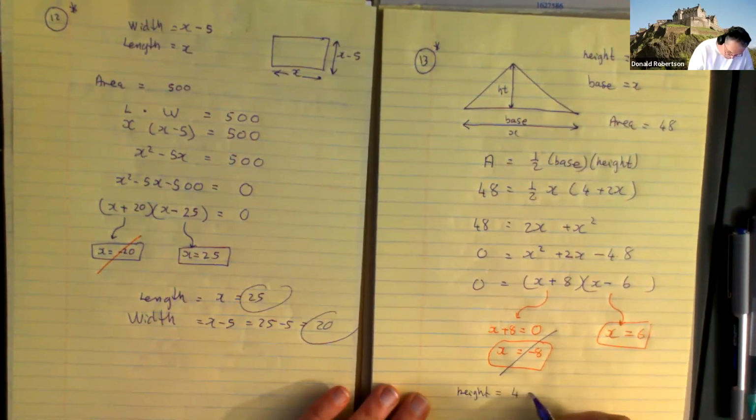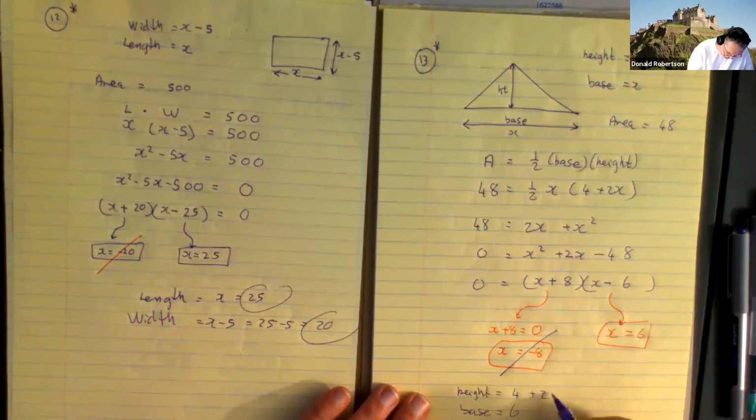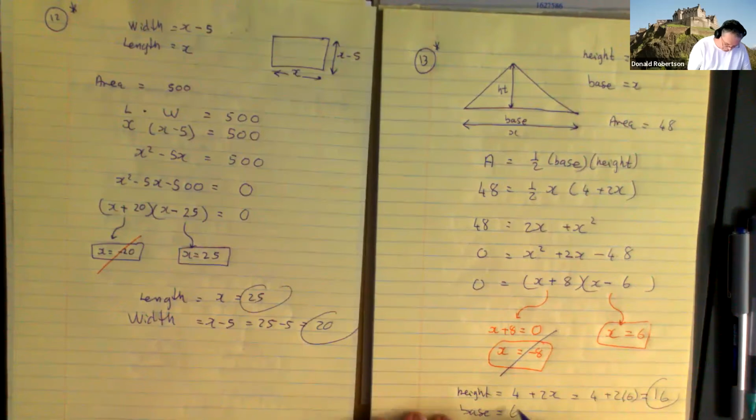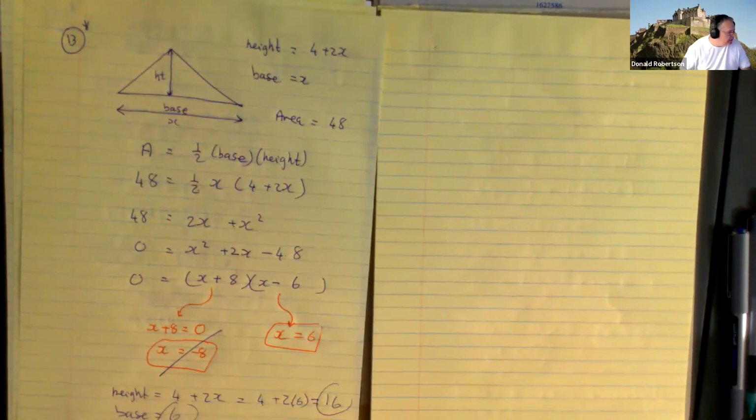And so I can now do the height, which is 4 more than twice the base. Well, I know the base is x, which is 6. And it's 4 plus 2x. So that's 4 plus 2 lots of 6, which is 12. 12 plus 4 is 16. And there's your 2 dimensions. I actually didn't mean to go that far, but that's fine.